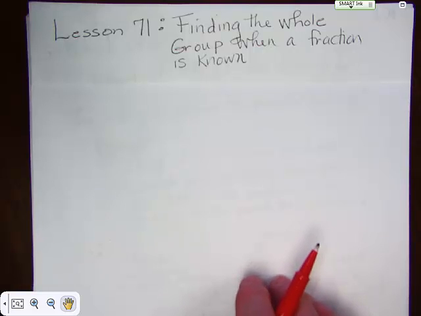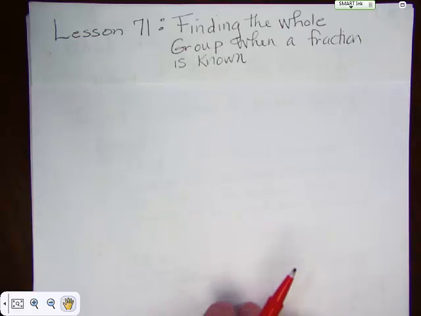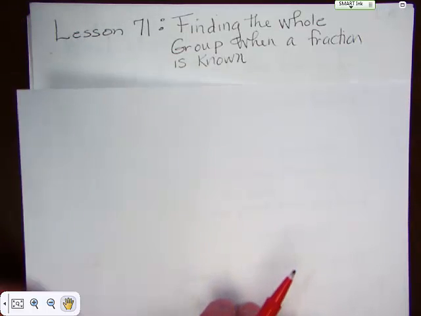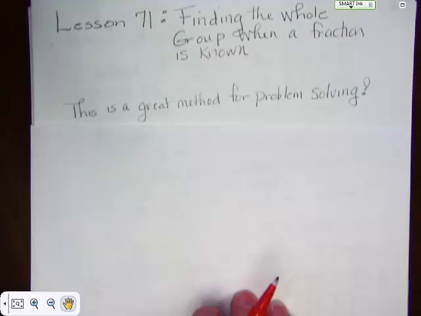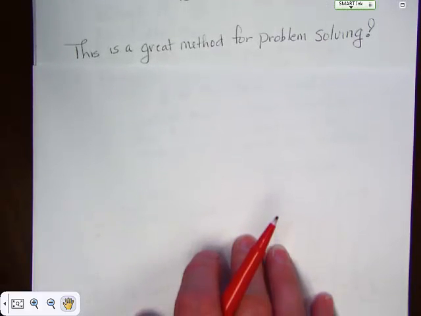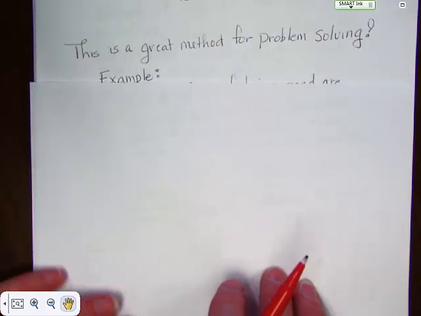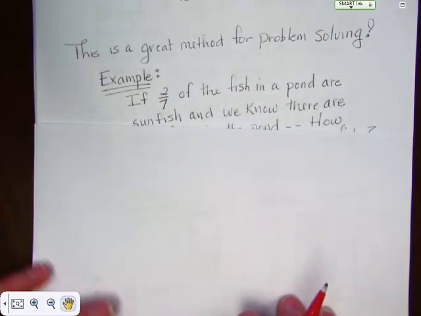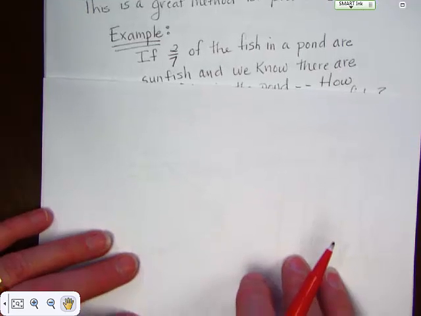Lesson 71 has to do with finding the whole group, which means the total, when only a fraction is known. This is an awesome method to use with problem solving, and you'll use it a lot. Most of what we're going to talk about today are basically problem solving type problems.